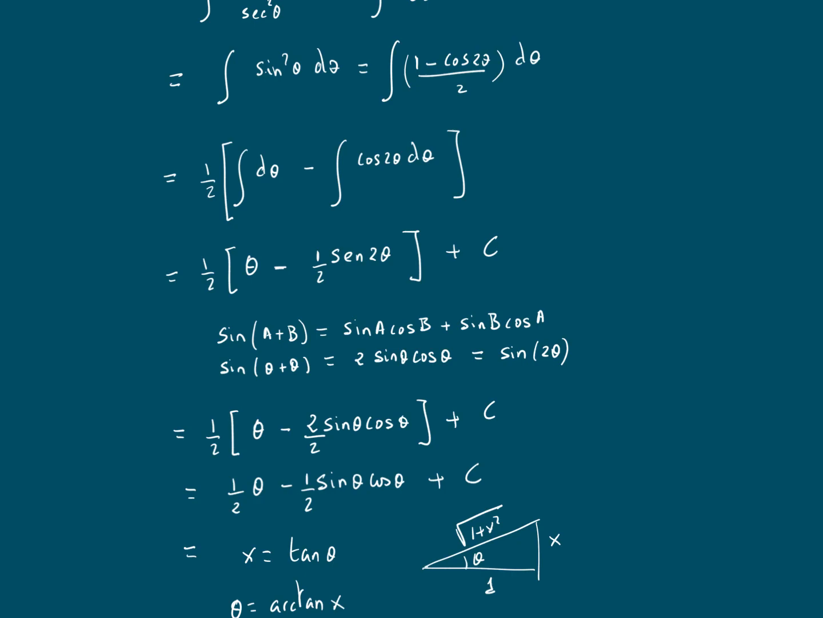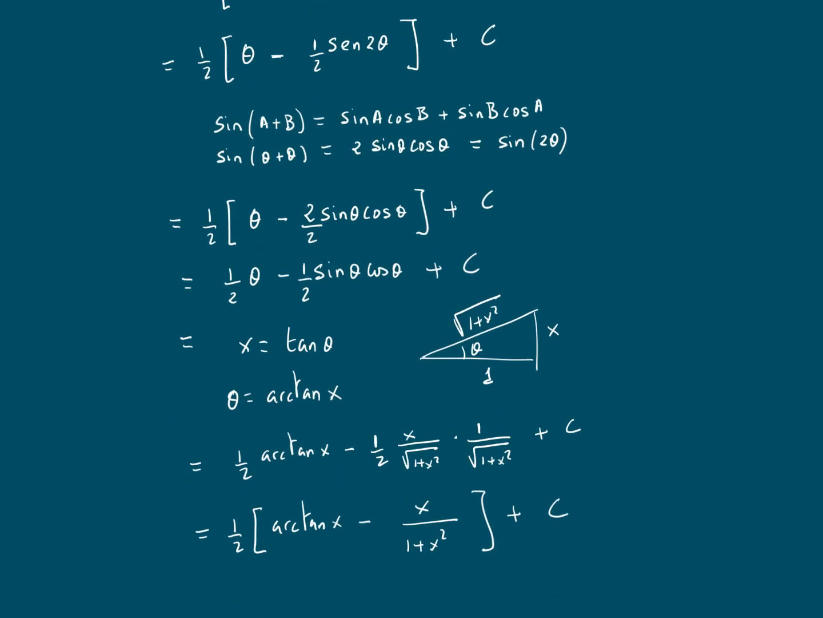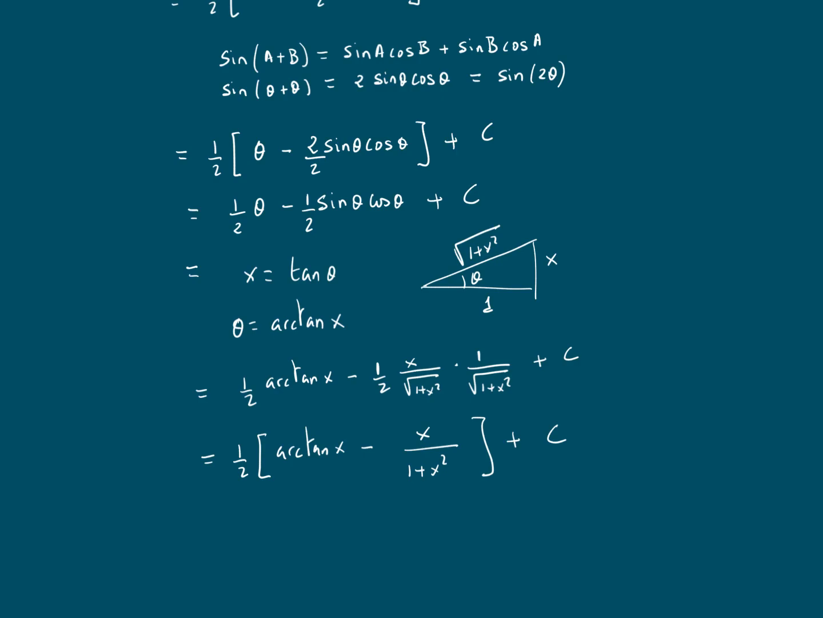We need to express the final result in terms of x, but we know that x is tangent of theta. So theta is arctangent of x, but we don't know what sine of theta and cosine of theta are. We know theta. Theta is arctangent of x. So the first part of this equation will say 1/2 arctangent of x. Now we need to find sine of theta and cosine of theta.